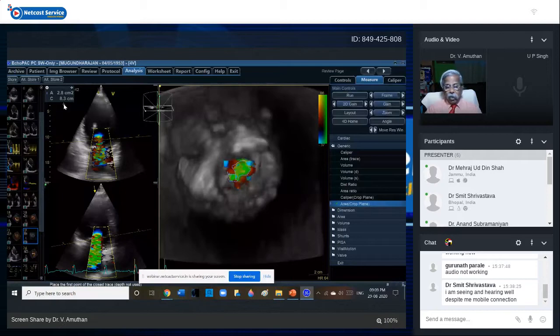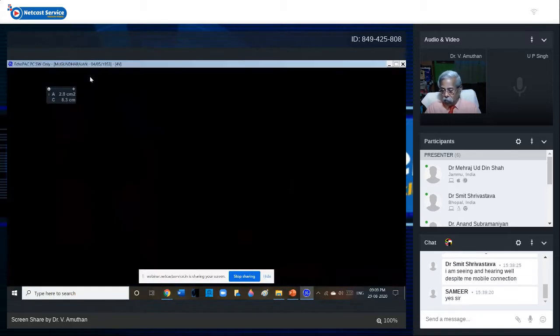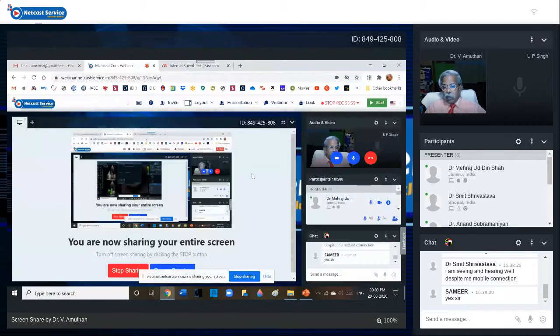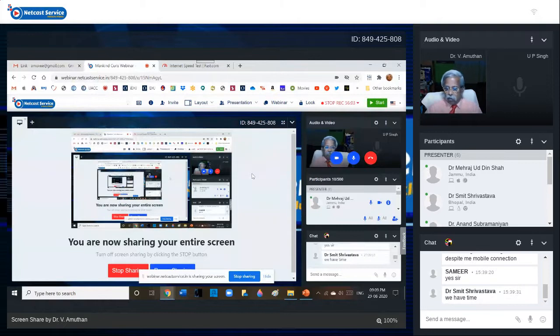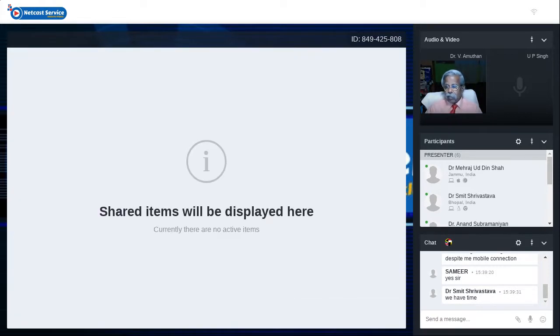So these are the important steps in 3D echocardiography which I wanted to show you. And one more thing, if I have time, I will show you the. I think we are running out of time. We will have some time for discussion and then close this session. Dr. Parale ji, I will stop sharing. Don't worry, sir. So I have stopped sharing, and now you can ask some questions regarding this.